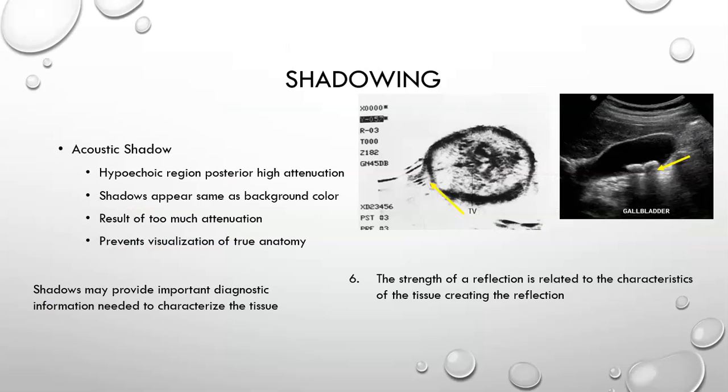Shadowing is a very common artifact, and shadowing is a hypoechoic region posterior to a high attenuator, which is to say that things that attenuate greatly will cause shadows.